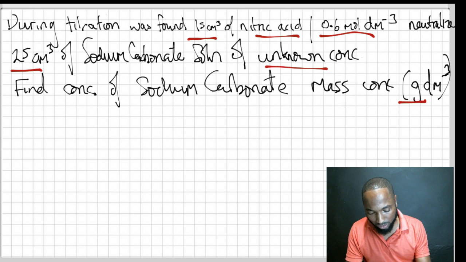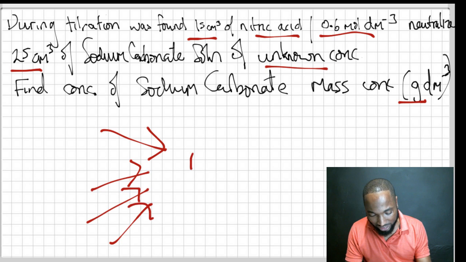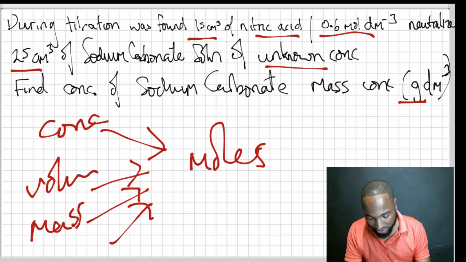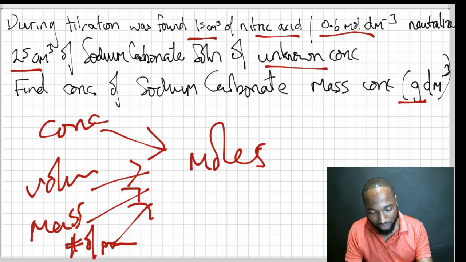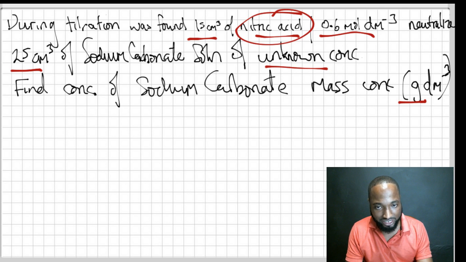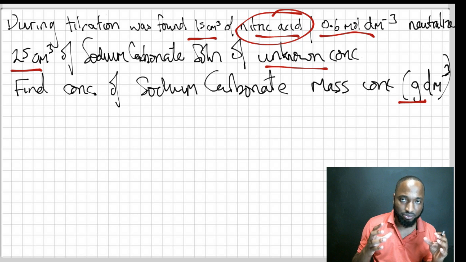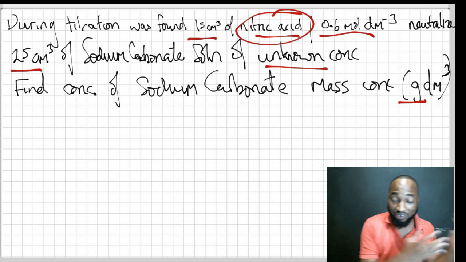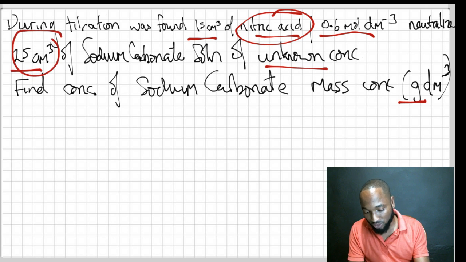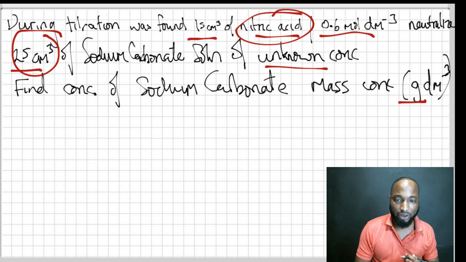Remember all of the things that we talked about with grams, everything, it led to moles. Whether we have concentration, volume, mass, or amount of particles, it led to moles. So we always want to find back moles. It will help this question a lot if I can figure out how many moles of nitric acid there is. Why? When I get the equation and I find out how many moles of nitric acid there is, I can figure out how many moles of sodium carbonate there is. And then if I know the moles of sodium carbonate and I know the volume, I can figure out the concentration, right?